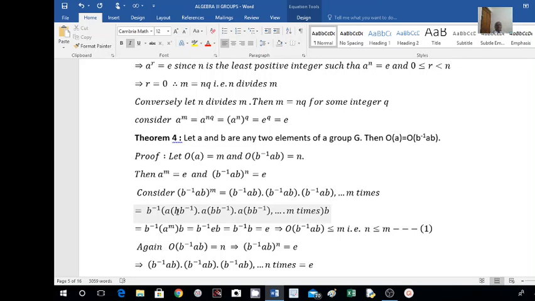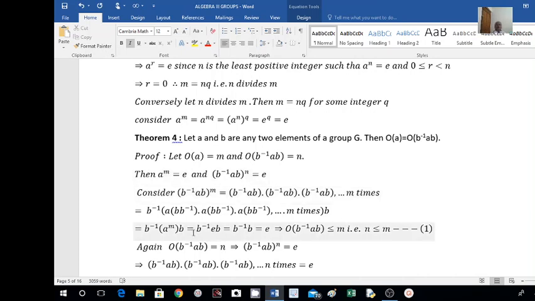Now B B inverse is equal to the identity element. So A E is equal to A itself. Here again B B inverse equals E, B B inverse equals E. Then this becomes A into A into A, up to m times. So this bracket is nothing but A to the power of m, and this last element B I am keeping as it is.